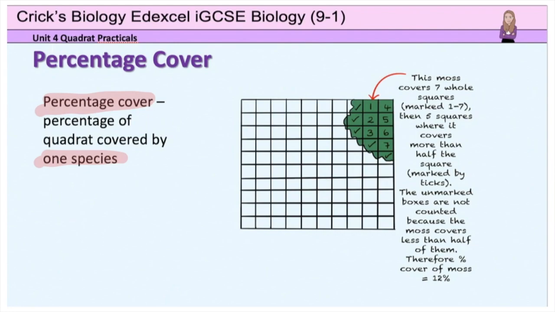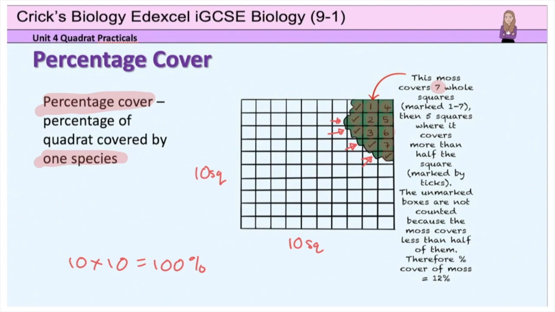In this example above, what we have is a quadrat which has been broken down into 100 separate squares, so it's 10 by 10. This means that each square represents 1%. Here the moss covers 7 whole squares, marked 1 to 7. And then there are 5 squares where it covers more than half of each of those squares, so they are also counted as percentage. The unmarked boxes here, which still have green in them, are not actually counted because they are not covering more than half of the square.